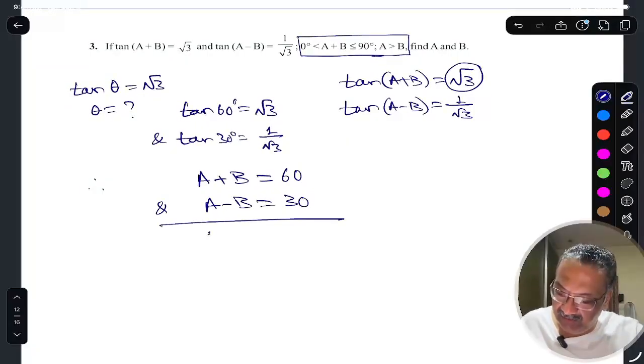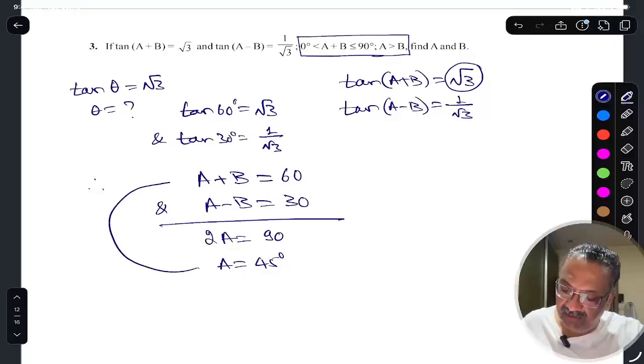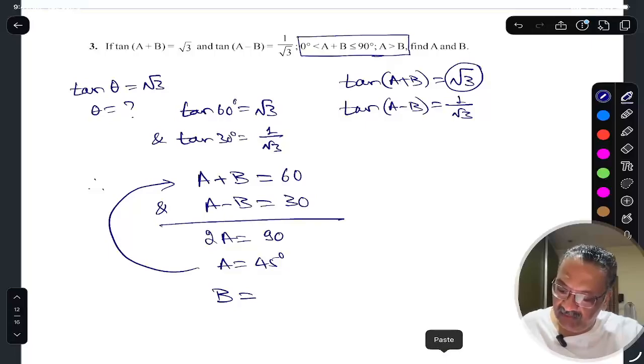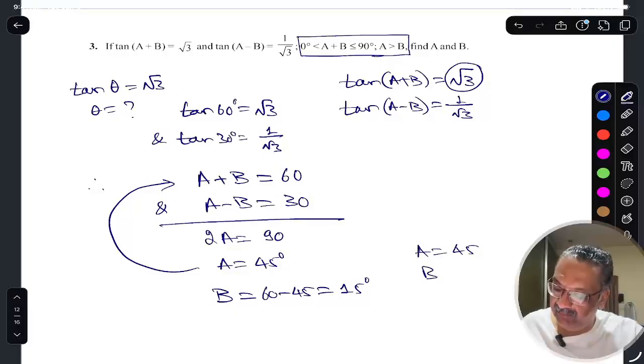If we add these two, we get 2A is equal to 90, A is equal to 45 degrees. Substituting this in this, we get B is equal to 60 minus 45, which is equal to 15 degrees. So we have A as 45 and B as 15 degrees.